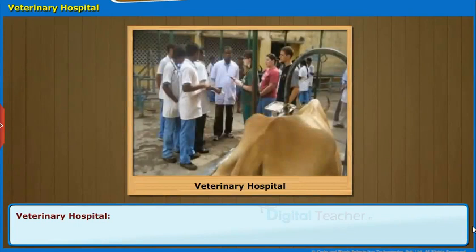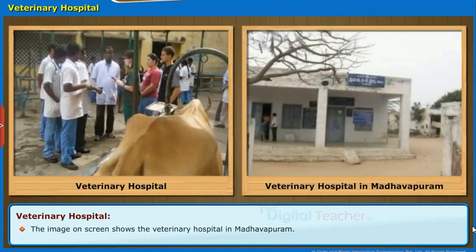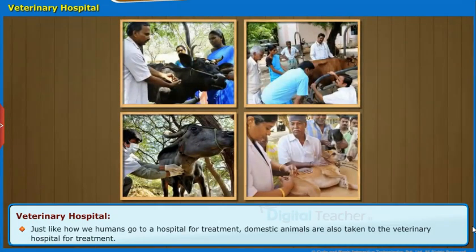Here, let us know about the veterinary hospital of Madhavpuram. A veterinary hospital is a hospital where sick and injured animals are treated. The image on screen shows the veterinary hospital in Madhavpuram. Just like how we humans go to a hospital for treatment, domestic animals are also taken to the veterinary hospital for treatment.